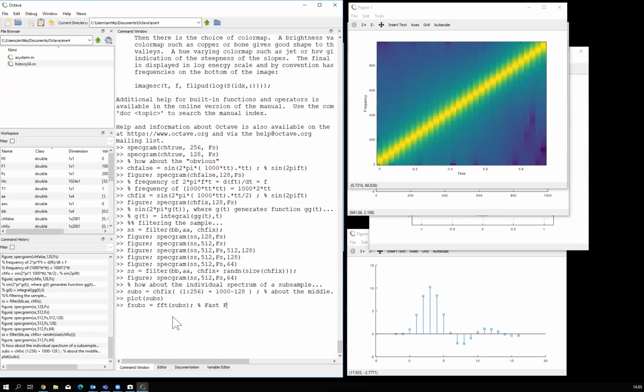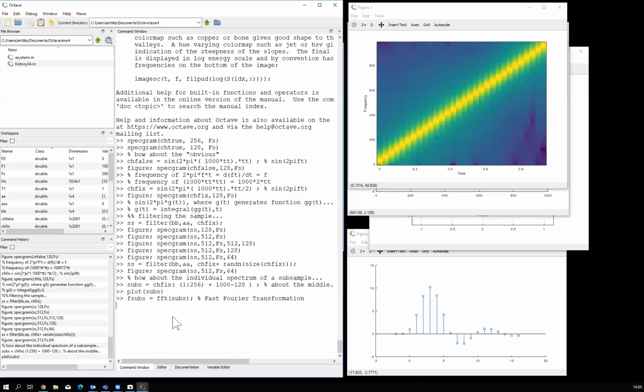So fast Fourier transformation. When you have 2 to the power of something, then you can use the FFT algorithm. Otherwise, if you have some other number of samples, then MATLAB automatically uses the discrete Fourier transformation. You don't see the difference in short data samples, but fast Fourier transformation is the way to go. So that's the Fourier transformation.